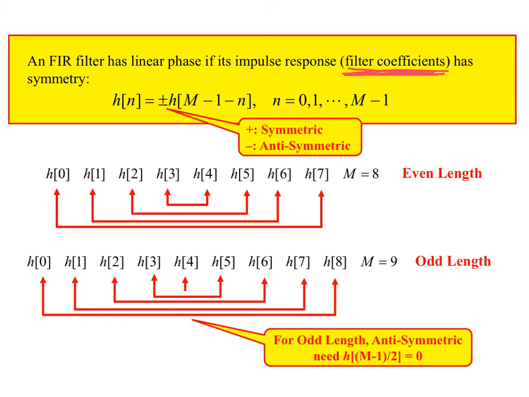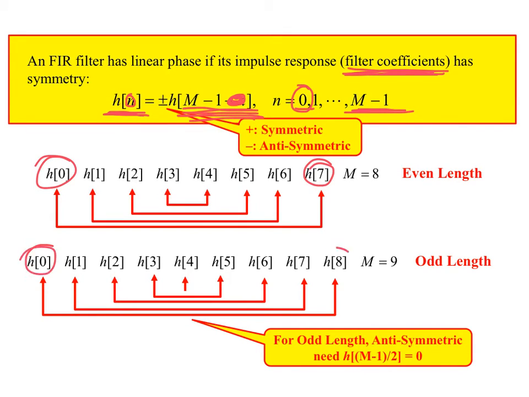So remember, we're talking about causal, so we're starting at n equal to 0, and we're going out to m minus 1, so we have a length m filter. And so basically what we're saying is h of n compared to counting from the end of it. So the last value is h of m minus 1. So if we put in 0 here, we'll have h of 0 must be equal to either plus or minus h of m minus 1. So we can see that that matches here and here.